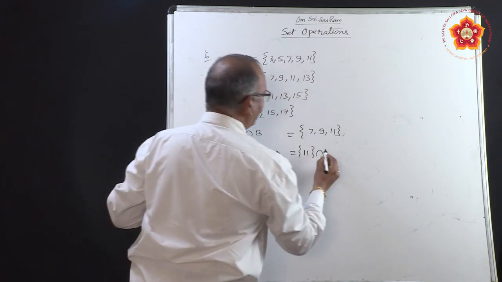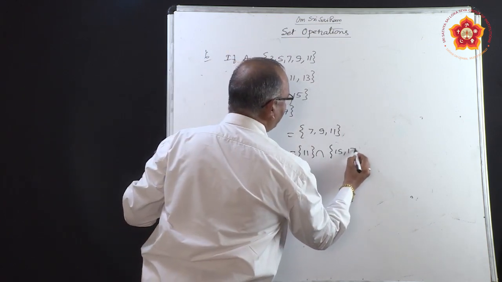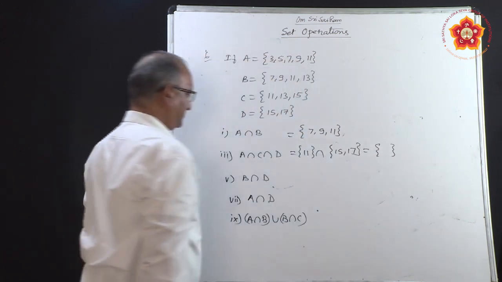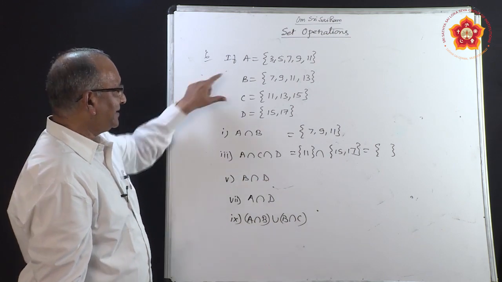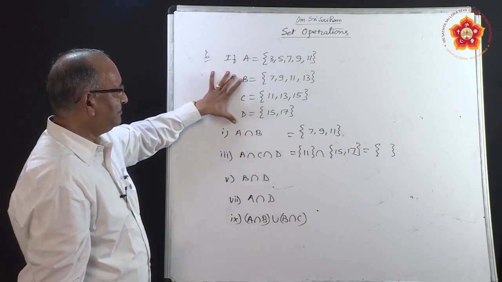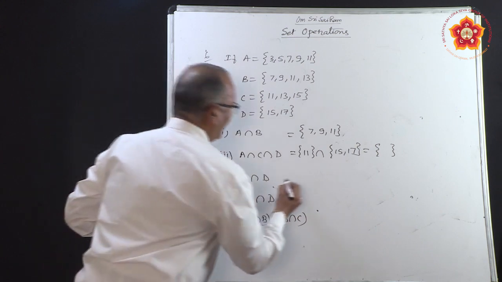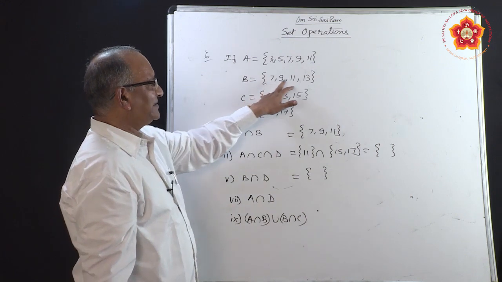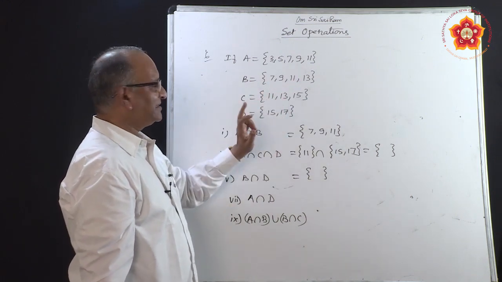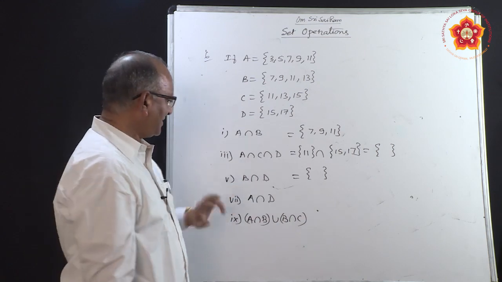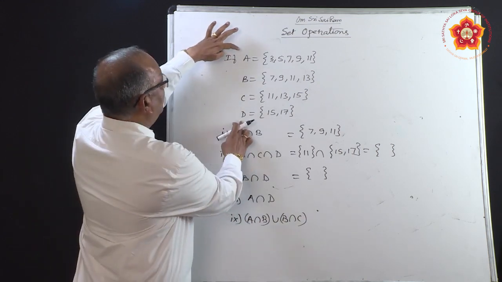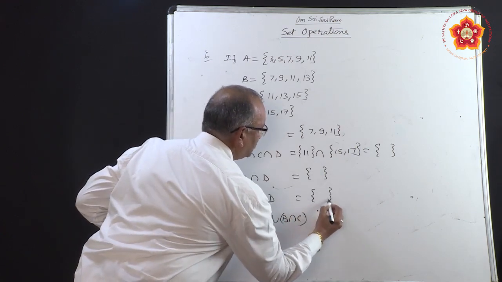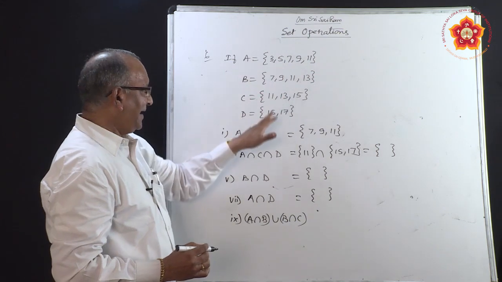Intersection D. D has elements 15 and 17. So what is common between them? Nothing is common, so it is an empty set. Next he said B intersection D. Once again we find that there is no element common between B and D. Why? Because B contains 7, 9, 11, 13 and D contains 15, 17, so it is an empty set. A intersection D, first and fourth, once again you find that it is an empty set. There is no element common between A and D.